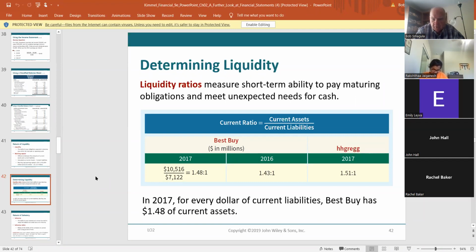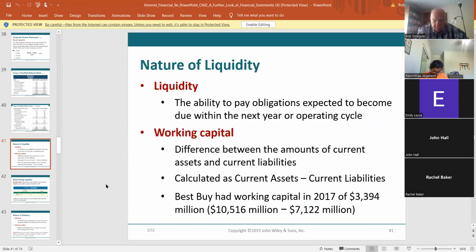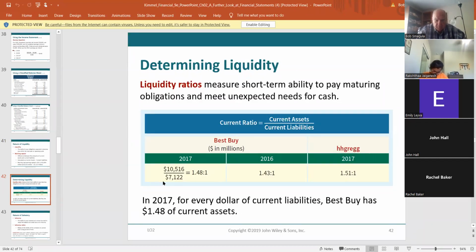The current ratio. We are going to take the total current assets and divide them by the current liabilities. And what they're doing here, they're showing it for Best Buy for 2 years. So the numbers that they gave us over here, the 10,516 and the 7,122, you divide it out. It's, let's say, $1.50 to 1, which is a nickel better than it was in 2016.